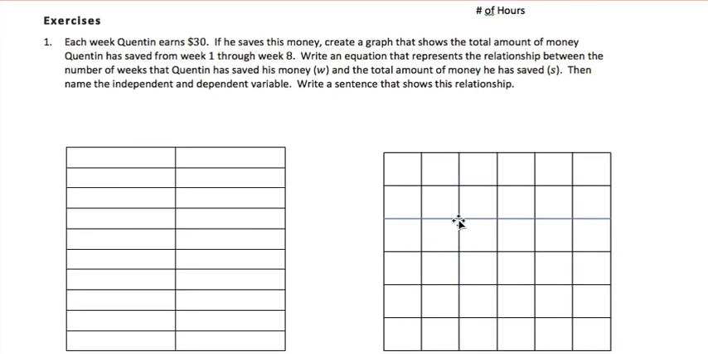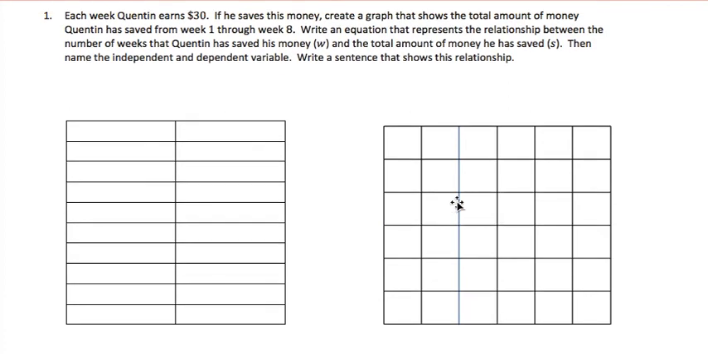In the exercises then, we'll be working on creating the table and then the graph for each of the relationships. So in number 1, each week Quentin earns $30, and if he saves this money, we would create a graph that shows the total amount of money Quentin has saved from week 1 through week 8. We'll write an equation that represents the relationship between the number of weeks that Quentin has saved his money, W, and the total amount of money he has saved, which is S. And then we'll name the independent and dependent variable and write a sentence that shows the relationship.